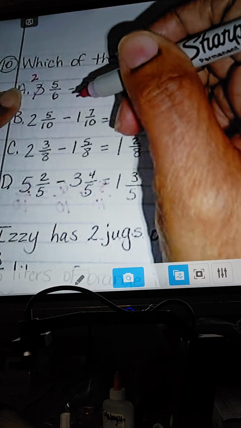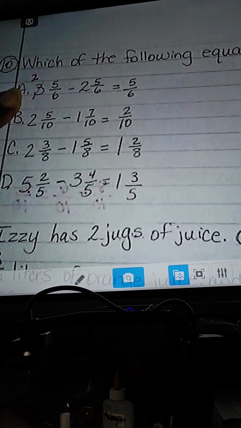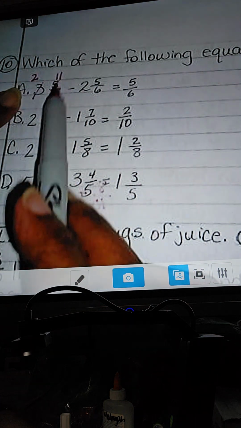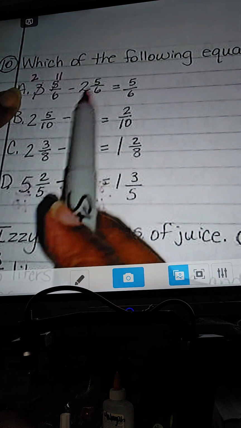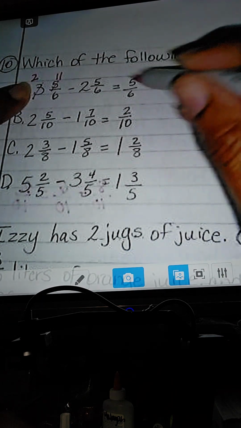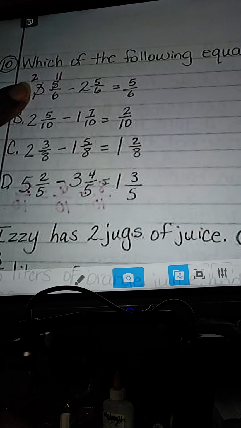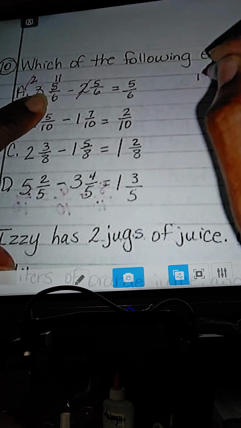What is 6 plus 5, ladies? 4th grade. Automatic. 11. So now I have 2 and 11/6, take away 2 and 5/6. What's my answer? 2 minus 2 is what? 0. So now I've canceled out my whole numbers. Now I can subtract 11/6 minus 5/6 is what?